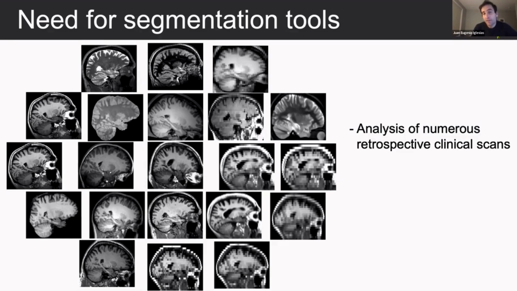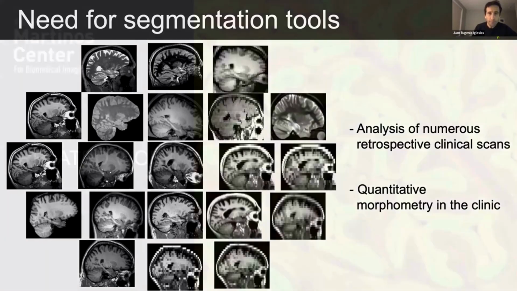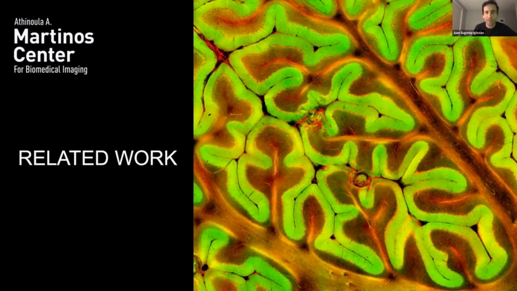The other thing is that if you solve this problem, you're also taking a solid step in the direction of quantitative morphometry in the clinic. Even though 1 millimeter MPRAGEs are becoming increasingly available, they're still not widespread in clinical MRI. So the ability to extract precise quantitative volumes and measurements from the scans would be very valuable. Like I said, of course, we're not the only ones doing this.